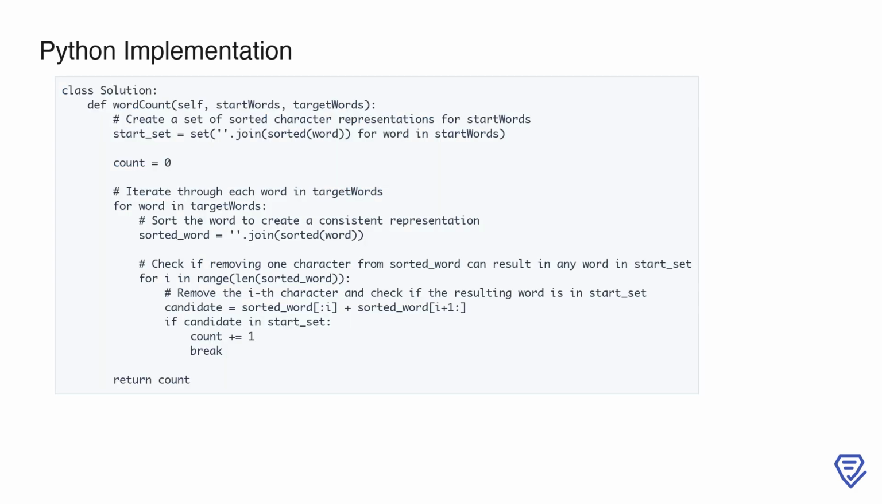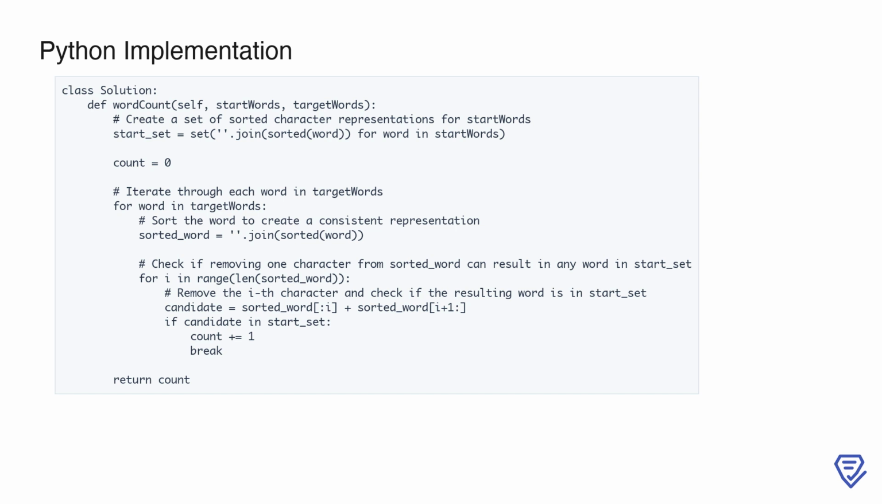The solution begins by creating a set of sorted character representations of all words in the start words list. Sorting the characters of each word ensures that we have a consistent way to compare words regardless of their original character order. This set, start_set, allows for O(1) average lookup times. Next, we initialize a counter count to 0. This counter will keep track of how many words in the target words list can be derived by adding a letter to a word from start words and rearranging the characters.